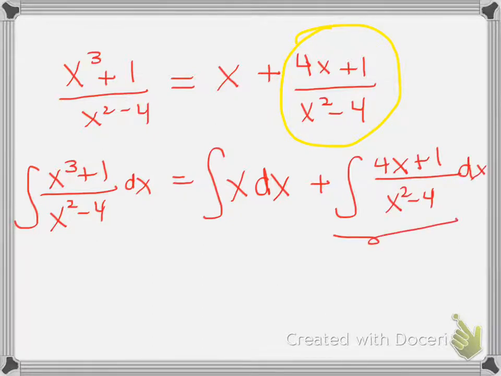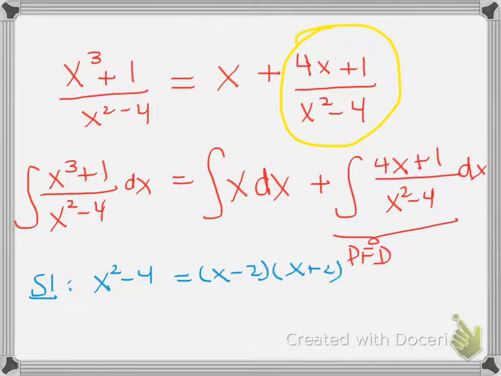And this is where we need to do PFD. I'm going to leave that for you to do in class, but we can set it up together. So step 1, remember, in the steps, step 1 is to make sure the denominator is factored, right? So x squared minus 4 factors into x minus 2 and x plus 2. And I'm actually going to stop there.